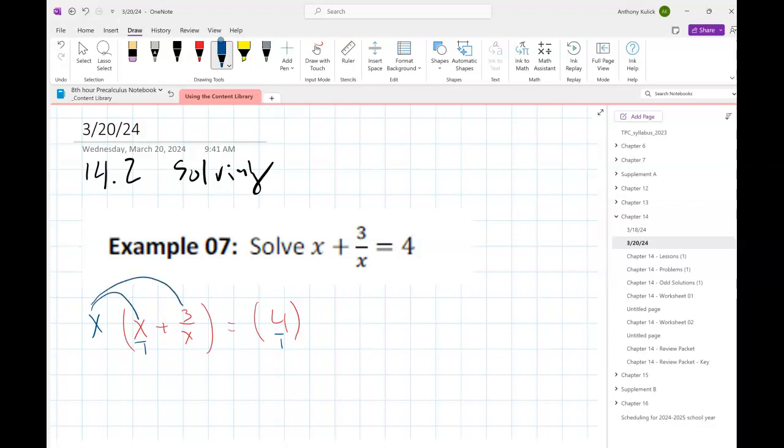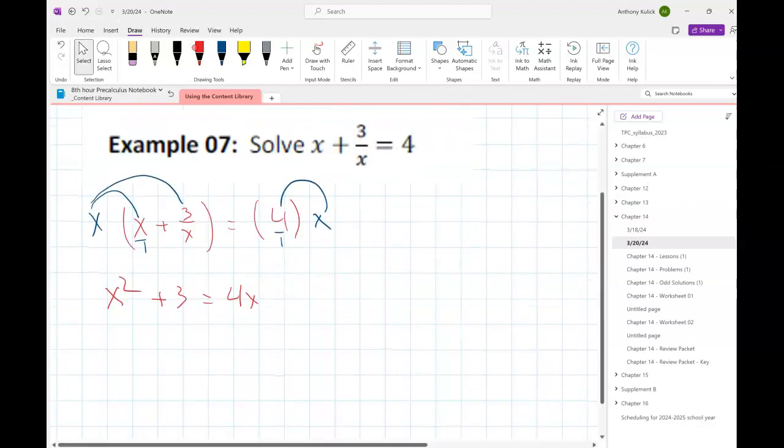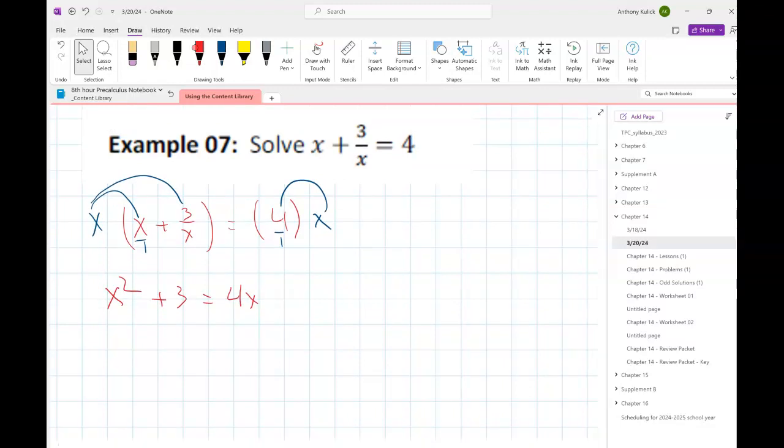So I'm just going to now multiply that x to both sides. So x times x is x squared. What's x times 3 over x? 3. And then 4 times x is 4x. No more fractions. Yay! What type of equation am I left with? Specifically, starts with a Q. Quadratic. How do I solve a quadratic equation? Quadratic formula. Before I can apply that, what do I have to have, though? Yeah, it has to equal 0 specifically. So let's subtract that 4x to the other side.